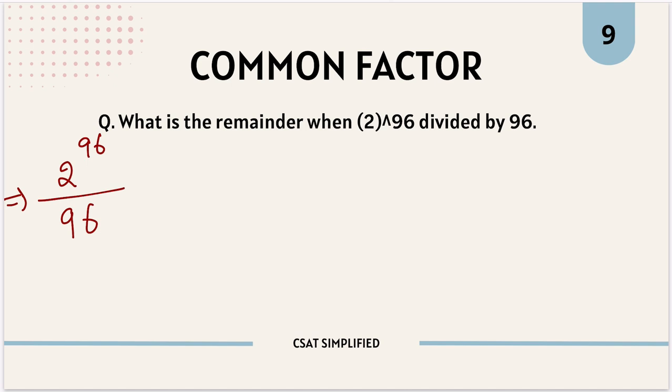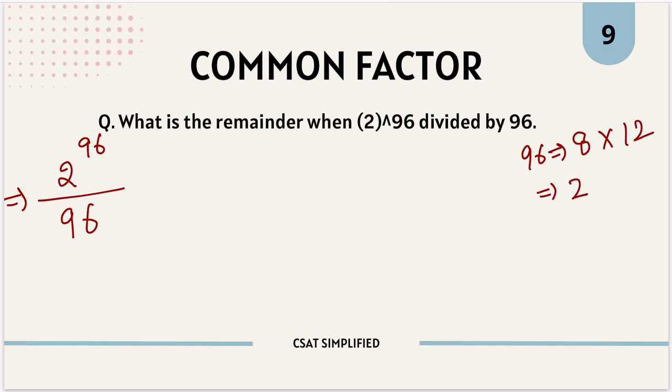So how are we going to use the concept of the remainder theorem in this case? First thing is to write 96. How can we write 96? Let's say 8 times 12 is 96, correct? Or am I doing anything wrong? 12 times 8 is 96 is correct.